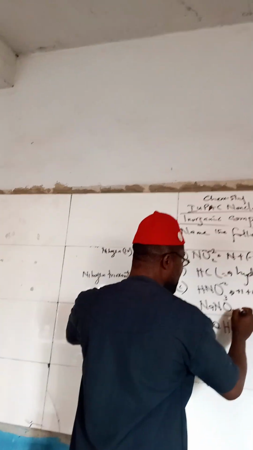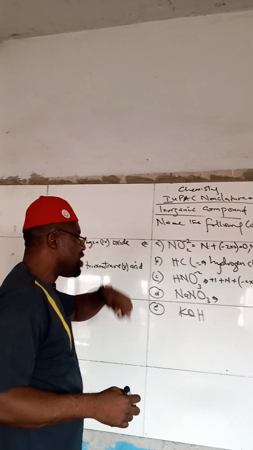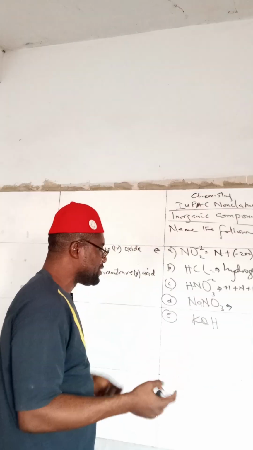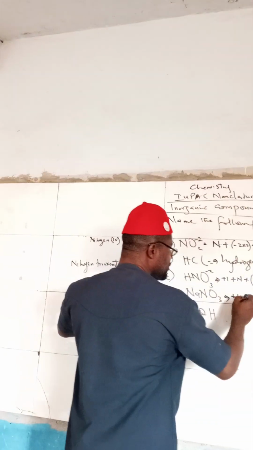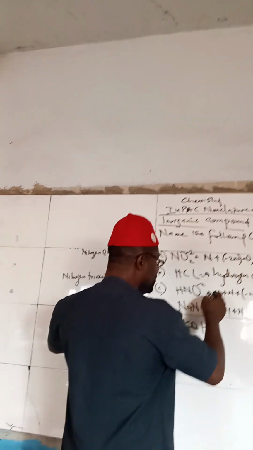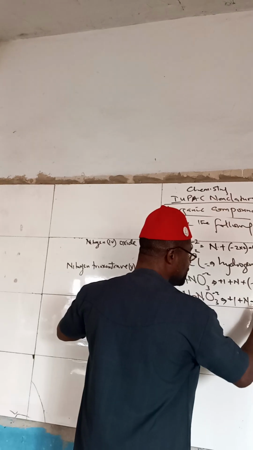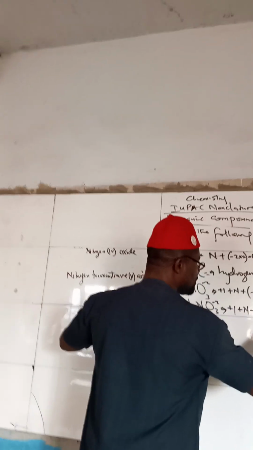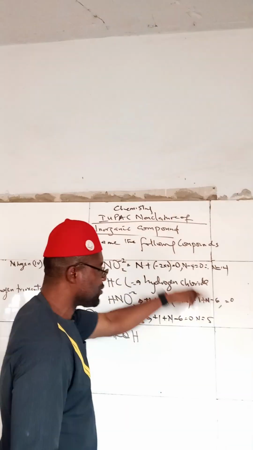Then the next one we have there is NaNO3. First of all, our interest is also in nitrogen. Sodium is +1. That's the oxidation state. Nitrogen is unknown. Oxygen boils down to -2 times 3, which is -6. So everything will give you 0. Therefore, our nitrogen will still boil down to 5, because this is 1 minus 6 equals -5. So -5 crosses here, we have 5.